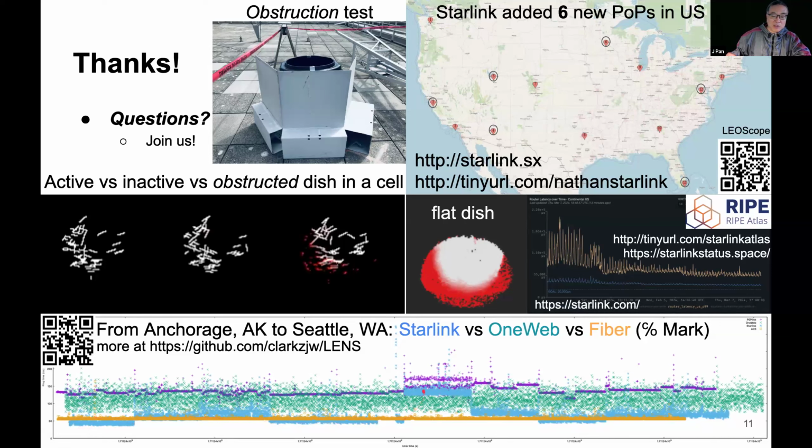But sometimes, of course, it's much higher because we happen to talk to a satellite that is talking to a ground station very far away. So in this case, you have an antenna back to Seattle. So this can cause some problems. Meanwhile, OneWeb is in these green dots here, they are higher in terms of latency, but they're also more stable.